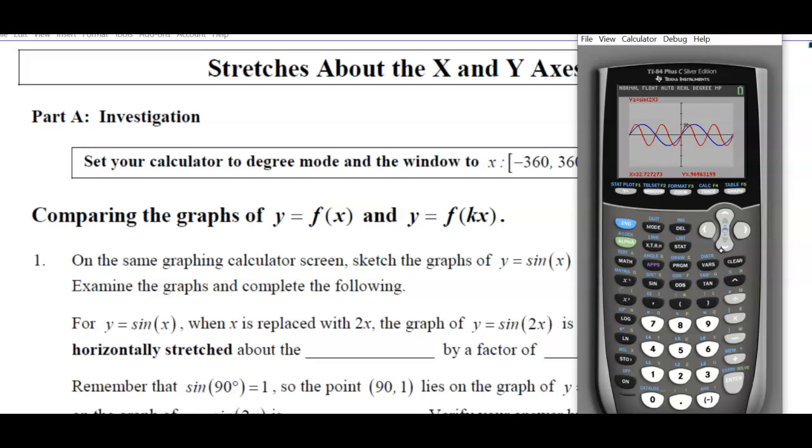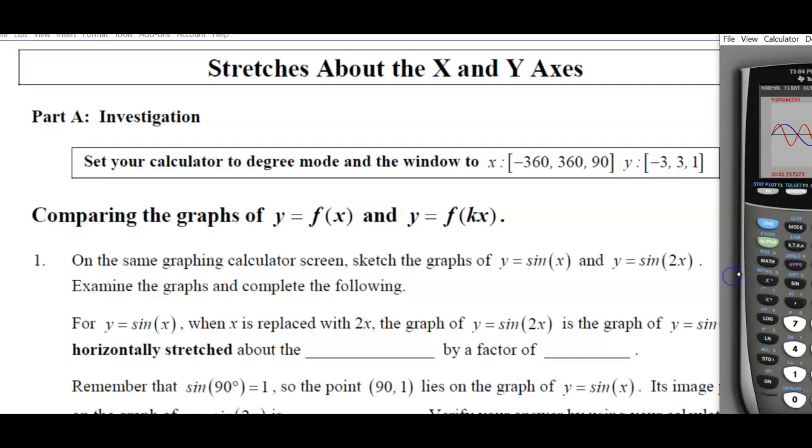Okay? So here, because we replaced x with 2x, we say it's horizontally stretched. Horizontally is always about the y-axis, because that origin stays the same. But it's by a factor of 1/2. So that b value, you take the reciprocal of it. Okay.